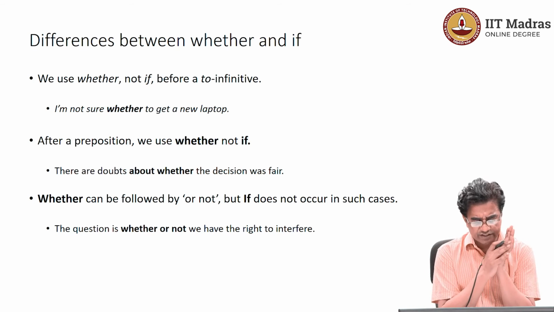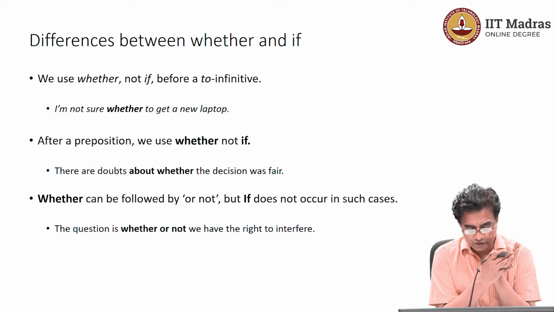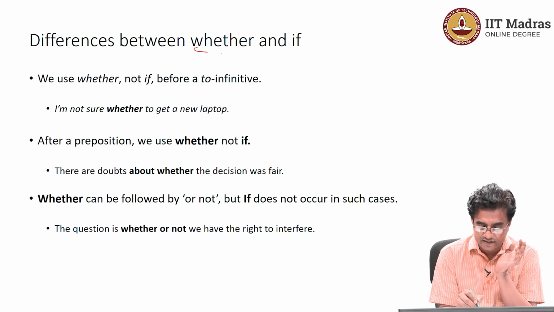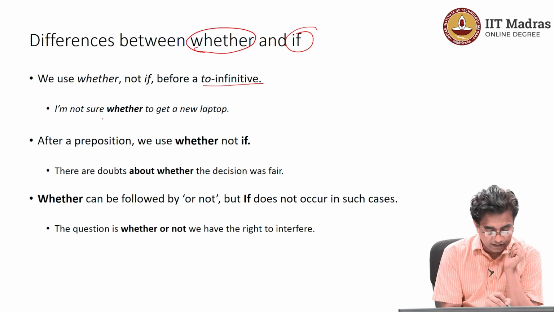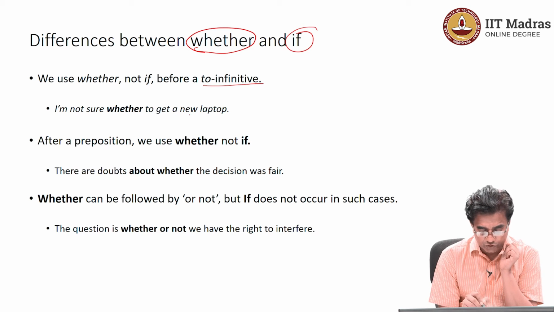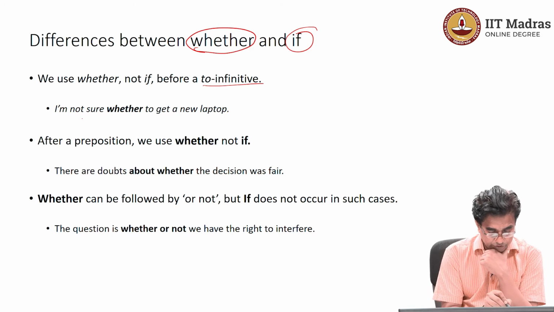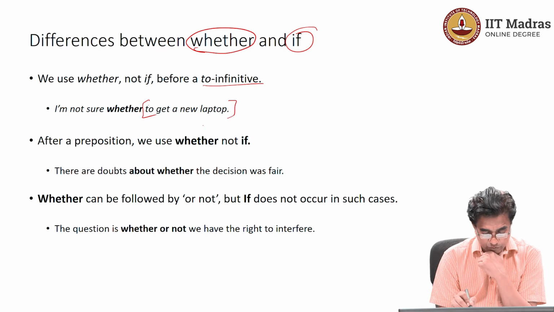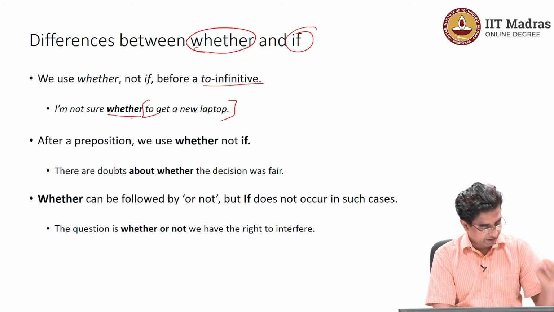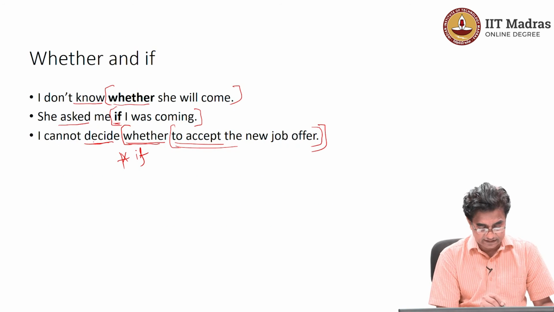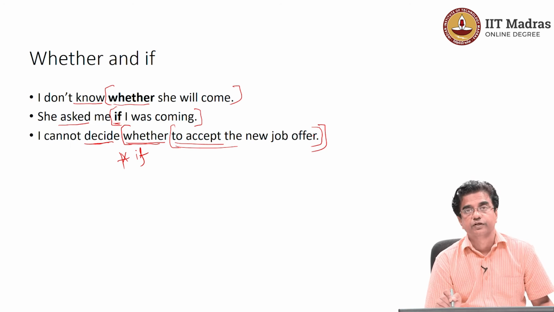Now, this is just the beginning of the differences between if and whether type of clauses. So, we use whether and not if before an infinitive. We just saw the example. I am not sure whether to get a new laptop. This is an infinitival clause, to get a new laptop. We can only use whether here, not if. As you have seen in the previous sentence, I cannot decide whether to accept the new job offer.